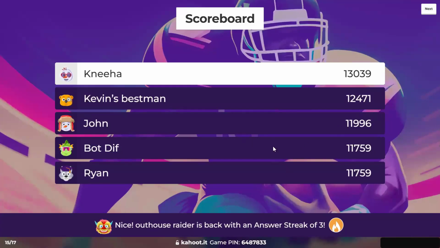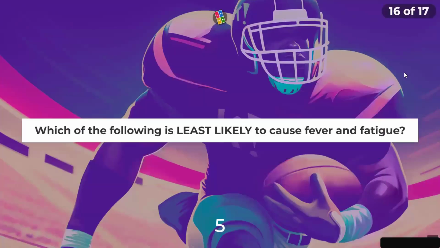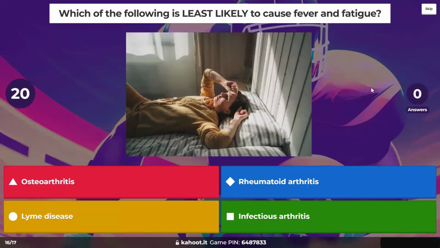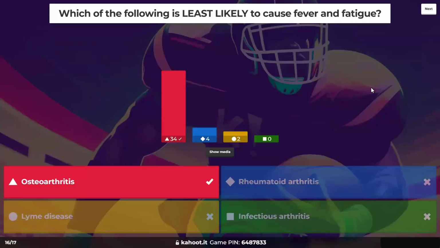It was C. Yeah. So no changes at the top there. What is least likely of these diseases or conditions to cause fatigue and fever? Good, osteoarthritis. Yeah, the rest are more infectious or inflammatory. In the case of rheumatoid, that can cause fever and fatigue.